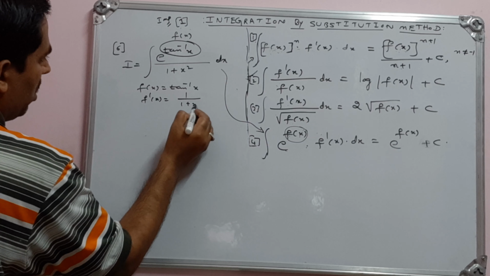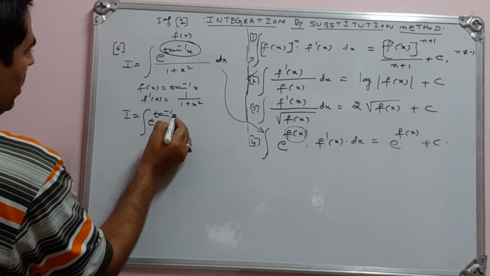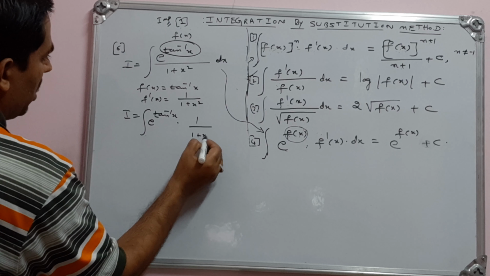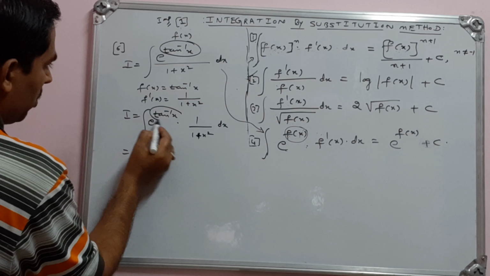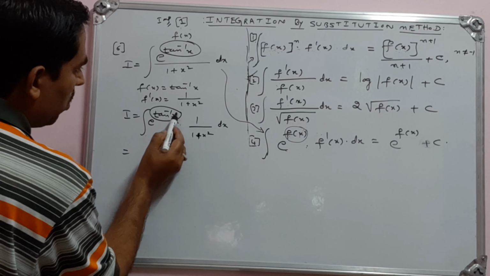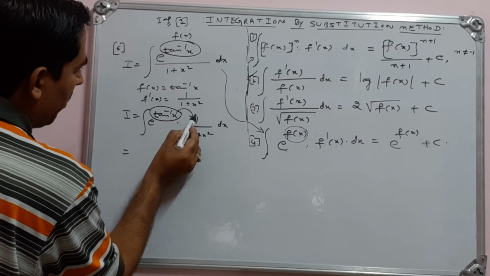Now the function is like this: e to the power tan inverse x into 1 by 1 plus x square, with 1 plus x square in the denominator. Here we have e to the power f of x into the derivative of f of x. Therefore, the answer is the exponential function to the power of f of x, where f of x is tan inverse x, plus c. So this is the answer.